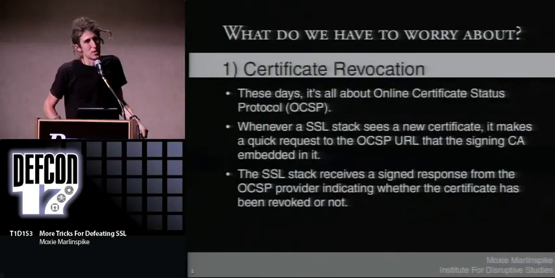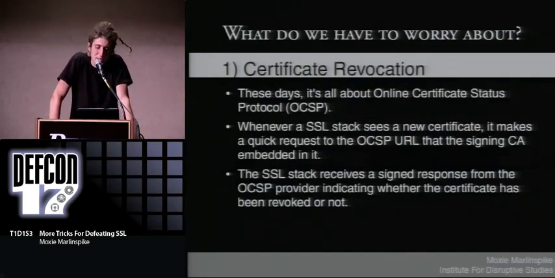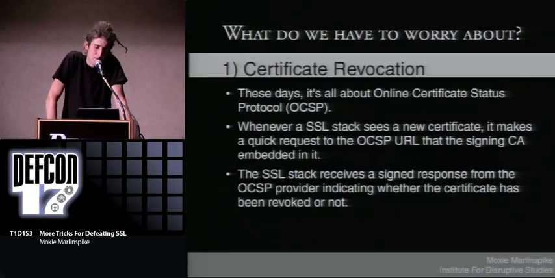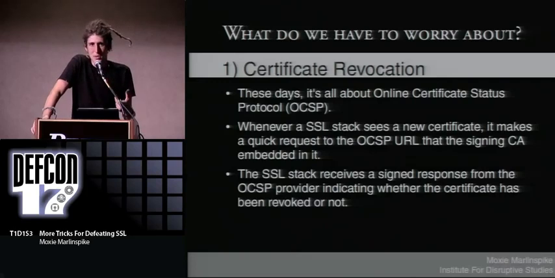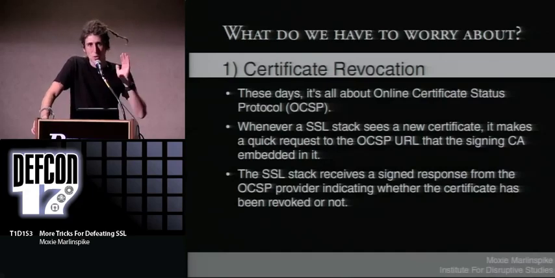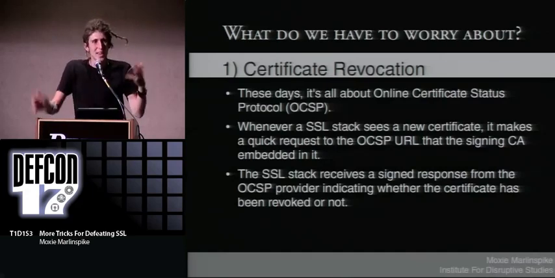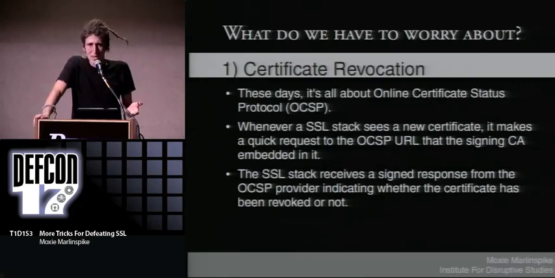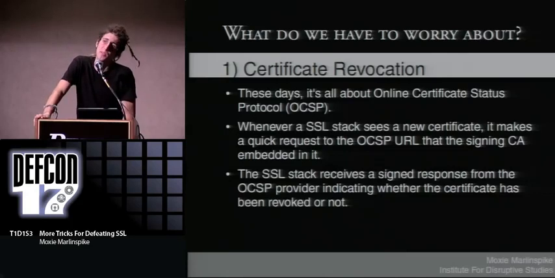So let's start with certificate revocation. These days, it's all about this thing called online certificate status protocol, right? And the deal is that whenever an SSL stack sees a new certificate, like something that it hasn't seen since it's been running in this session, it makes a quick request to the OCSP URL that's embedded in the certificate to check with the signing CA, right? So basically what happens is every time an SSL stack sees a certificate, it makes a quick lightweight request to the certificate authority that says, hey, is this thing still valid? Have you revoked this yet, right? And the stack gets a signed response back from the OCSP provider.